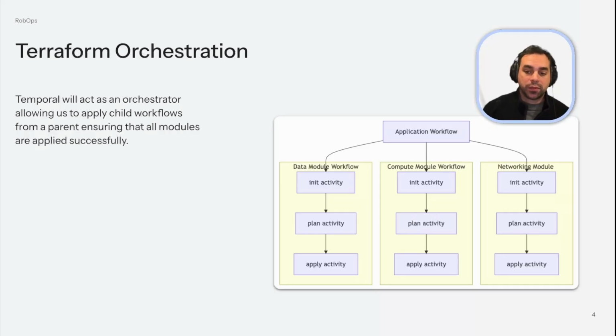In our first use case, we'll show how Temporal can execute a parent workflow that will run child workflows containing Terraform modules. Here we can see how Terraform applies can be managed by a parent workflow and executed in parallel by child nodes.